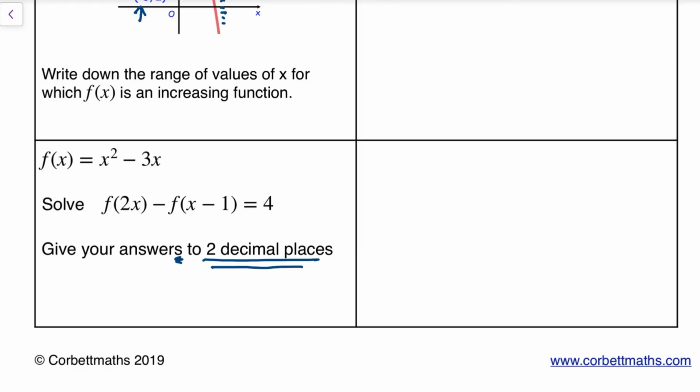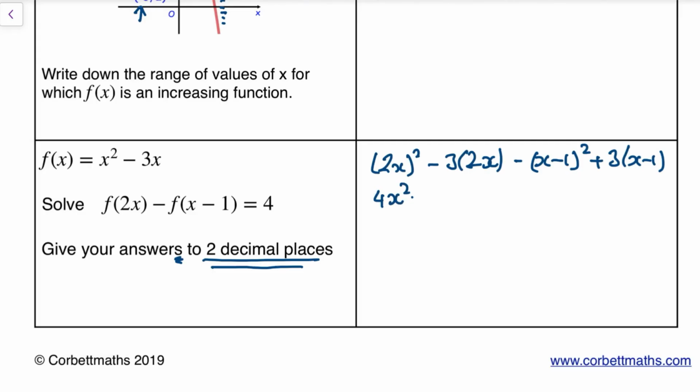Now I'm going to jump straight into it. So if I put 2x into my function, that's going to give me 2x squared minus 3 times 2x. Then if I put x minus 1 in, now I'm taking this away, so I've got to be careful. So it's minus (x minus 1) all squared. And then minus minus is a plus, so plus 3(x minus 1). Let's expand some of these brackets.